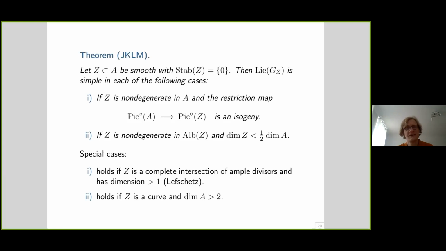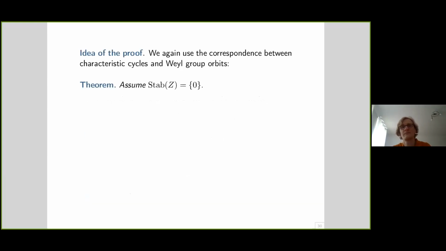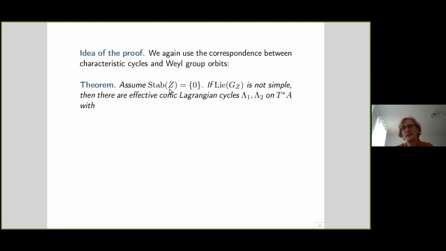Okay, so that's the main result, and the idea of the proof is to again use the correspondence between characteristic cycles and weights, which I discussed before. So the general effect is the following. If you have a subvariety Z with trivial stabilizer, and if you assume the Lie algebra is not simple, well, you can look at the adjoint representation of the group on its Lie algebra. And then the Lie algebra being not simple means that the adjoint representation is reducible. It has at least 2 direct summands.